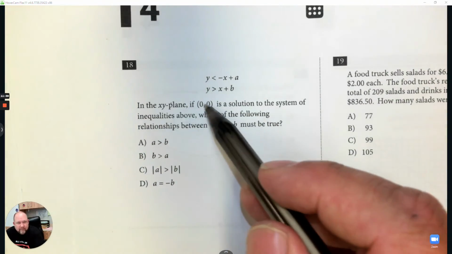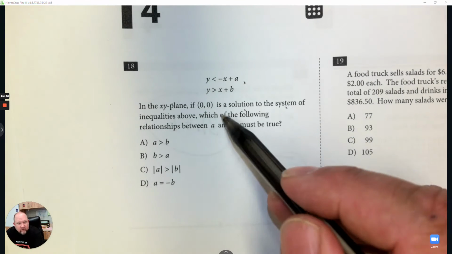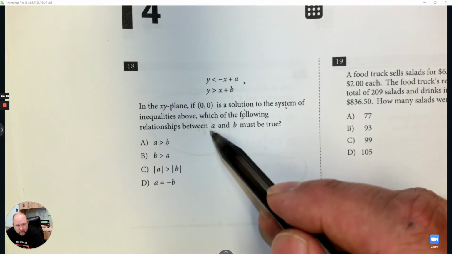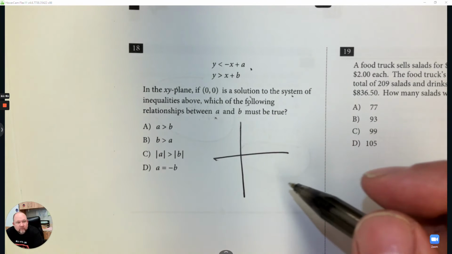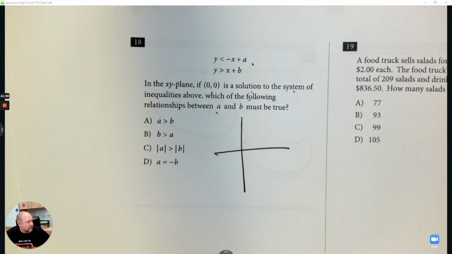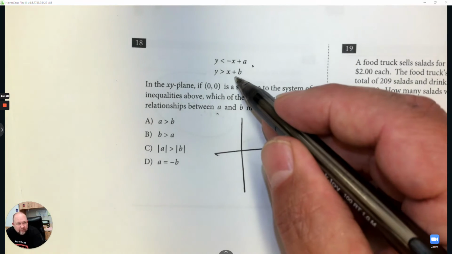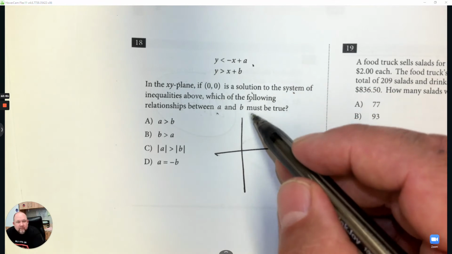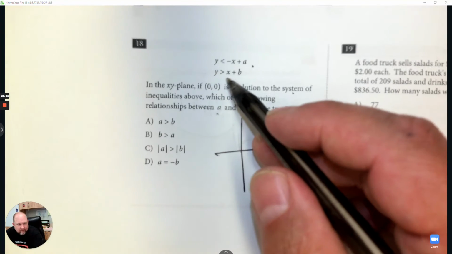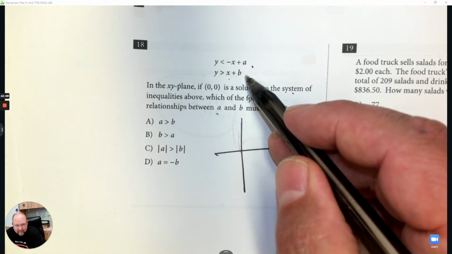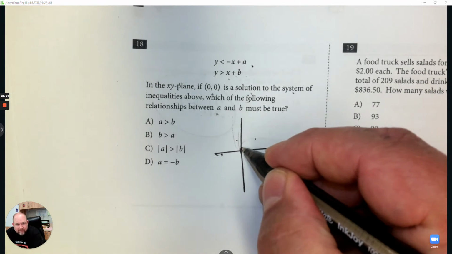18. In the xy plane, (0, 0) is a solution to the system of inequalities above. Which of the following relationships must be true? So, if you have a positive slope, for this to be true, this is a kind of a tricky one to think through. So x plus b, or negative x plus a, what must be true if (0, 0) is a solution?